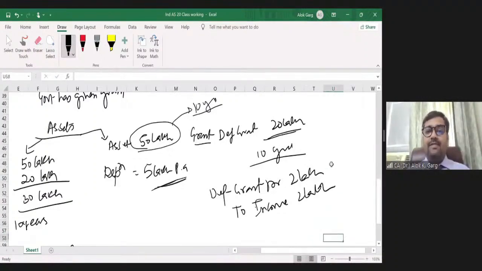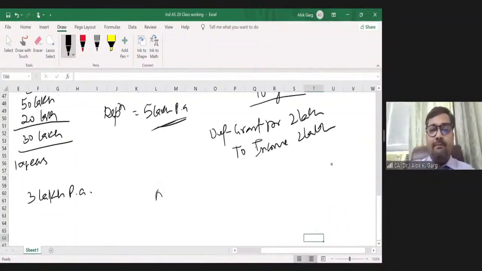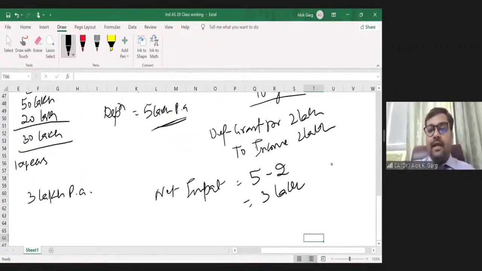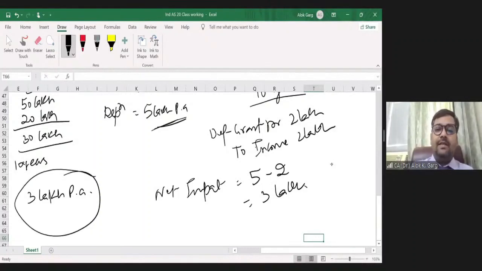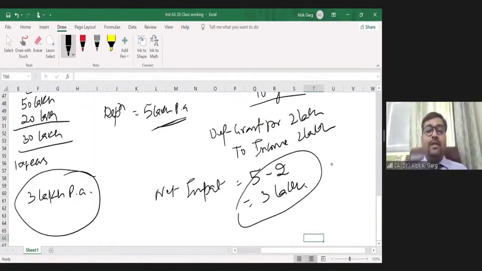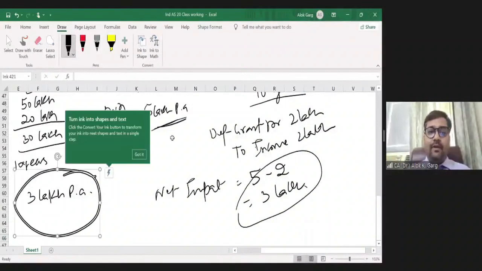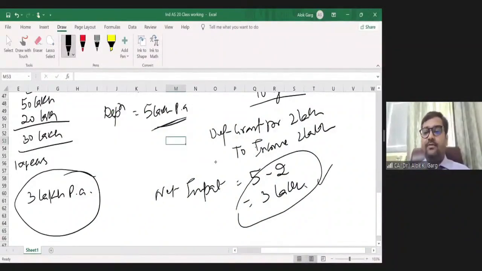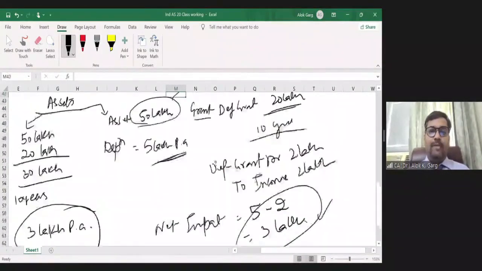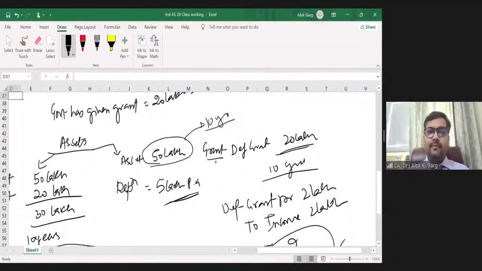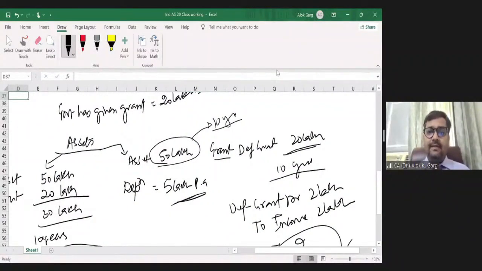So every year, what is the net impact in the P&L? Net impact is 5 minus 2, which is 3 lakhs. And what was the net impact in P&L in the first case? It is 3 lakh when we were following the netting approach. When we are following the gross approach, it is again 3 lakhs. I hope it is clear to everyone. Shraddha, I hope it is clear to you now.